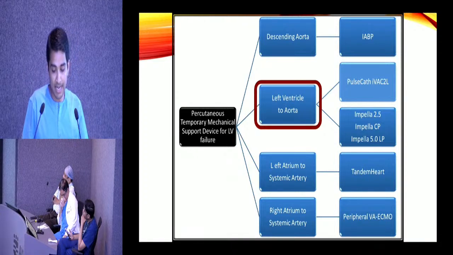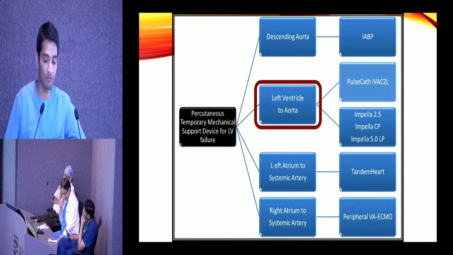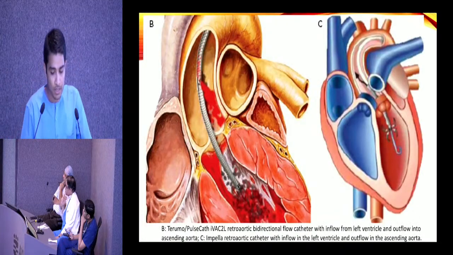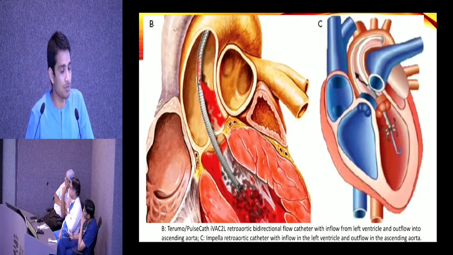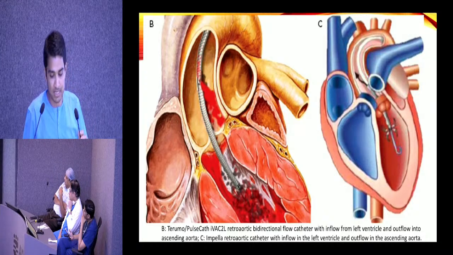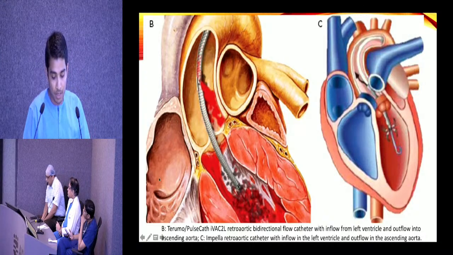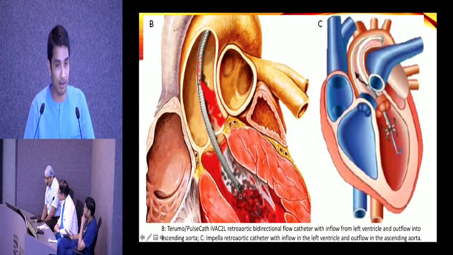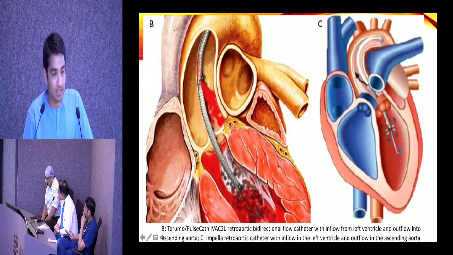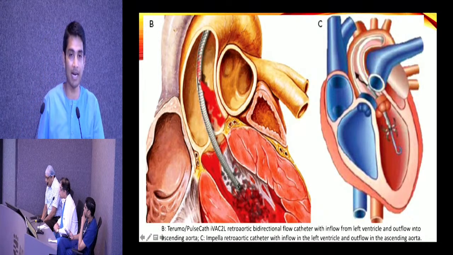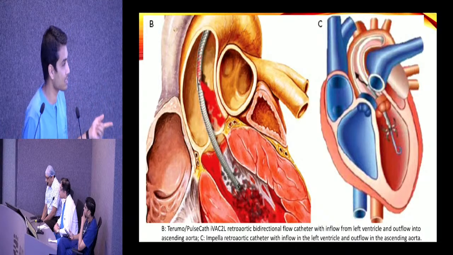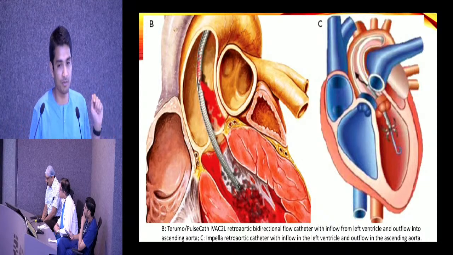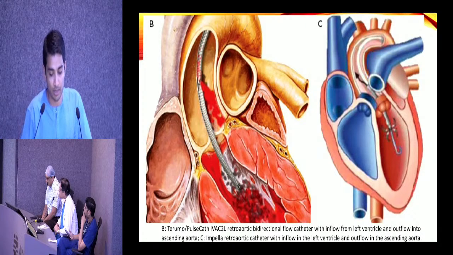We'll move on to the next set of devices, left ventricle to aorta. If you look at the PulseCath device, which was designed in Europe, it's now owned and marketed by Terumo Europe. This is very much like the Impella. The tip of the catheter is in the left ventricle, and it aspirates blood from the left ventricle. There's a bidirectional valve that sits in the ascending aorta that opens and dumps the blood out in systole. So during systole, it's assisting the left ventricle, aspirating from the left ventricle and ejecting into the aorta at the same time.